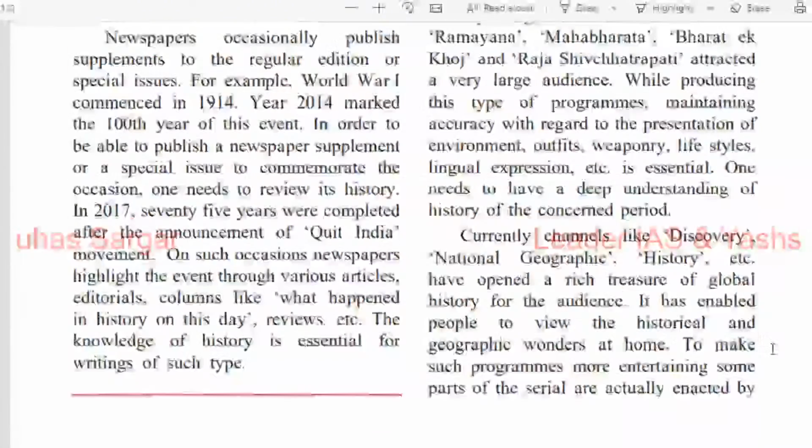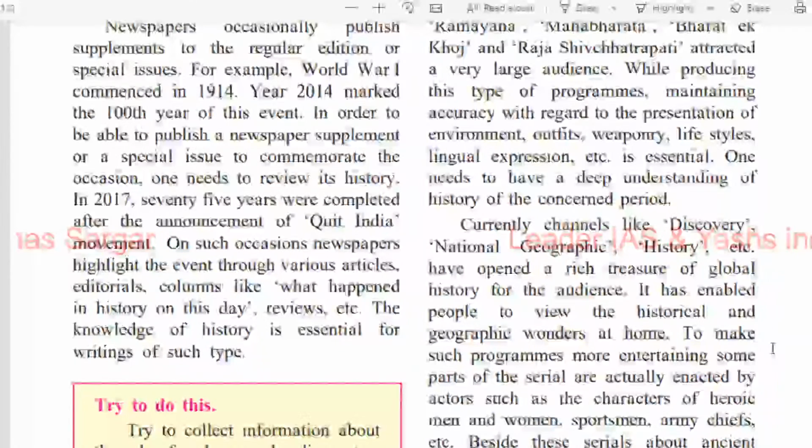to review its history. In 2017, 75 years were completed after the announcement of the Quit India movement. On such an occasion, the newspaper highlighted the event through various articles, editorials, columns, like what happened in history on this day, reviews, etc. The knowledge of history is essential for writing of this type.